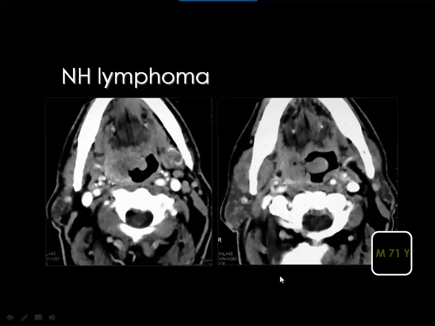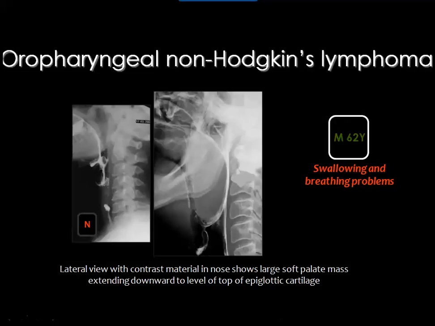Then you should also look for the enlargement of the lymph nodes, and you look for invasion of the adjacent structures. And this is an example of oropharyngeal non-Hodgkin lymphoma in a 62 years old male presenting with swallowing and breathing problems. In here you can see by this barium swallow there is marked stretching of the barium column over a very big mass here, affecting the region of the base of the tongue and the oral cavity. And you can compare this appearance by the normal configuration. This is the vallecula and this is the piriform sinus, which is markedly involved by the tumor.